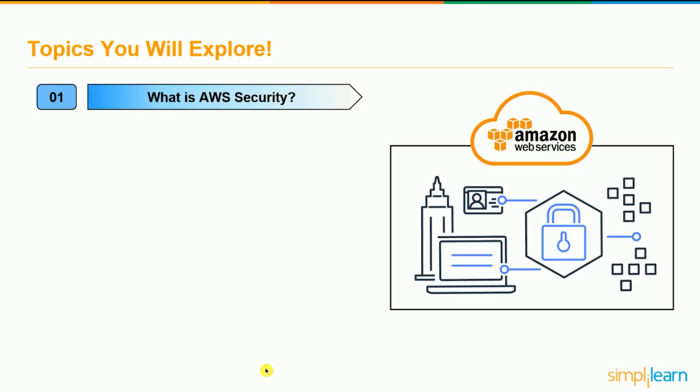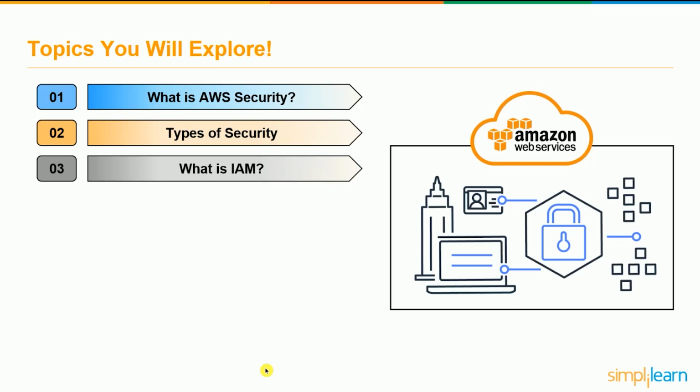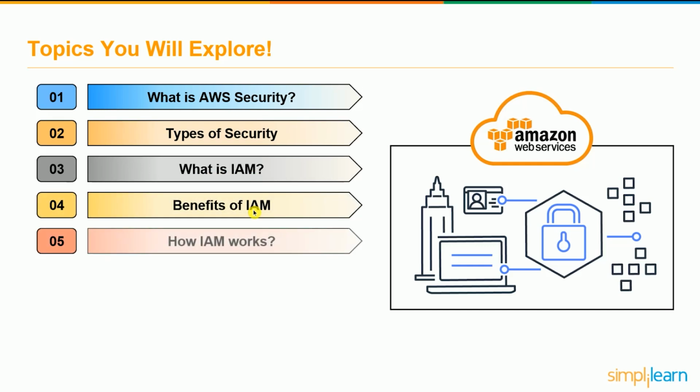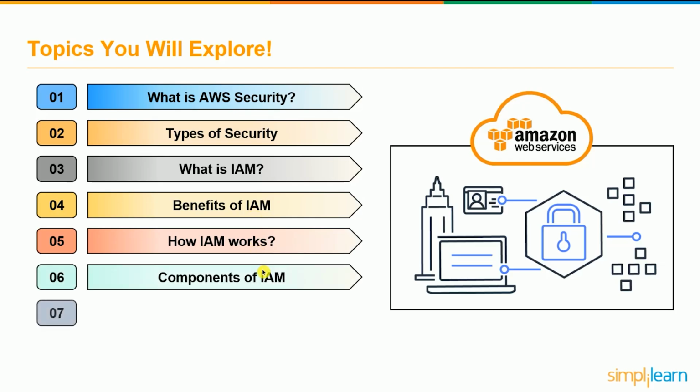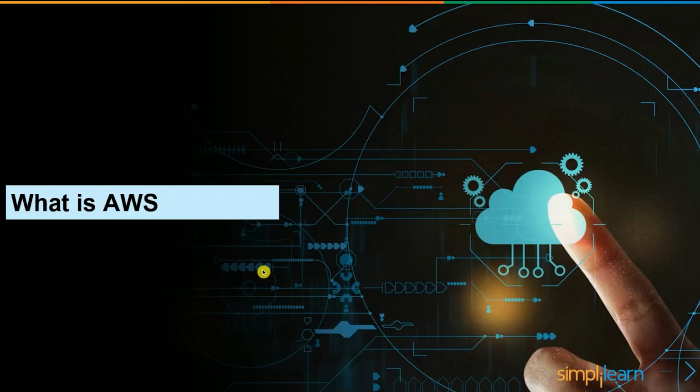So these are the topics which we'll be covering today. We'll be defining what AWS security is, the different types of security in AWS, what exactly is identity and access management, the benefits of identity and access management, how IAM works, its components, its features, and at the end, we're going to do a great demo on IAM with multi-factor authentication and users and groups. So without any further ado, let's get started.